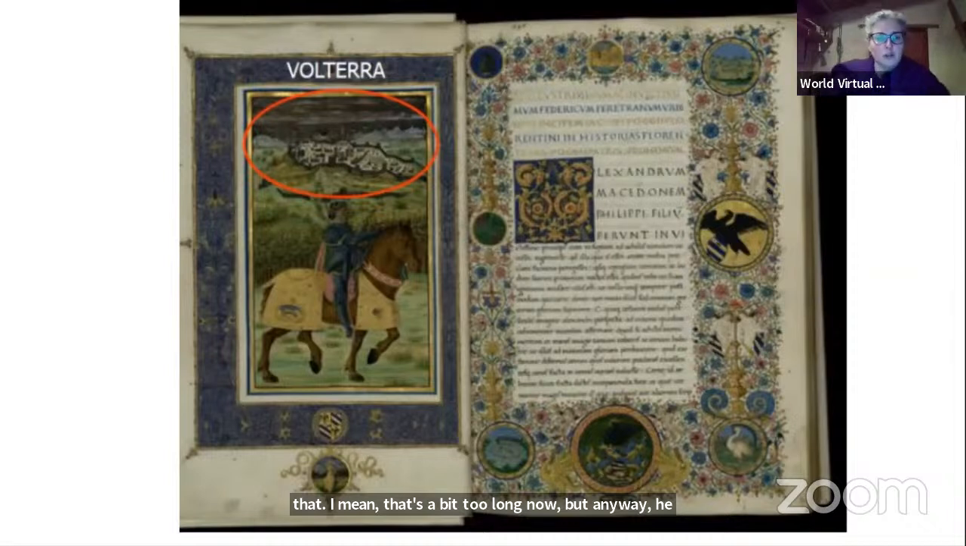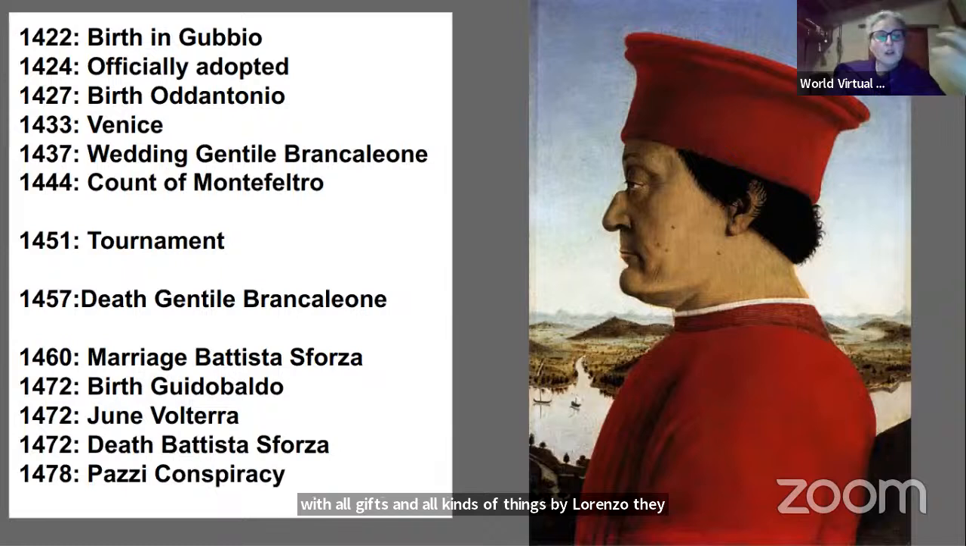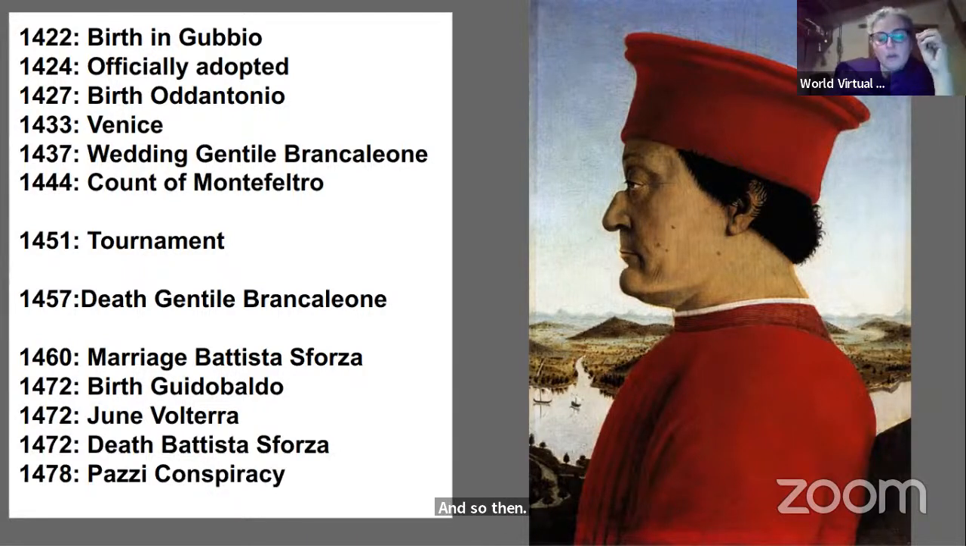So he enters Florence in a triumphal parade. They had never seen something like that, and he's showered with all kinds of gifts by Lorenzo de' Medici. And so in that moment, everything is okay. And so then, fast forward to 1478, we have the Pazzi conspiracy.